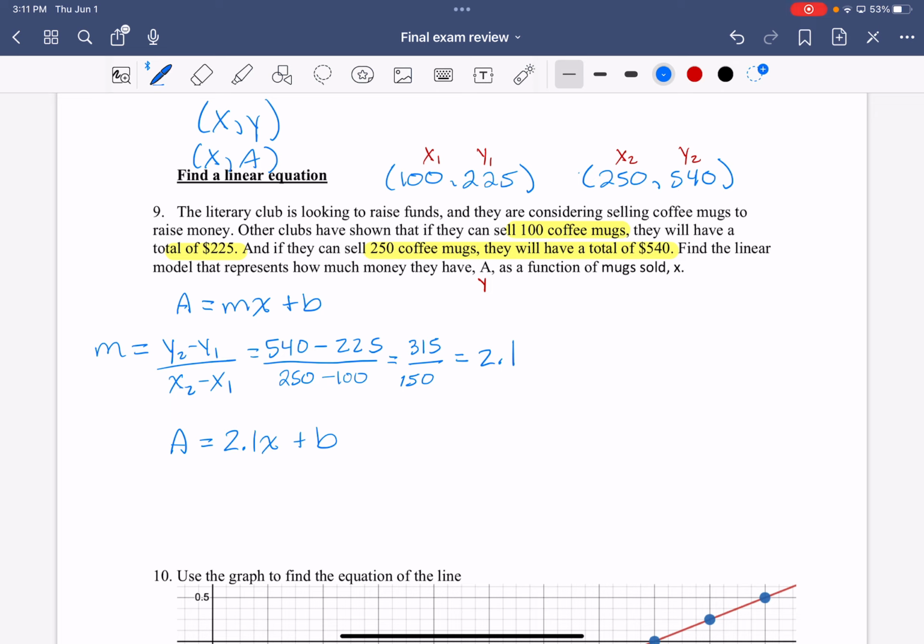So I'm going to plug in 225. 225 equals 2.1 times x, where x is 100, and then bring down the plus b. I was thinking that was an A. The A is the Y. Then why is it the A?